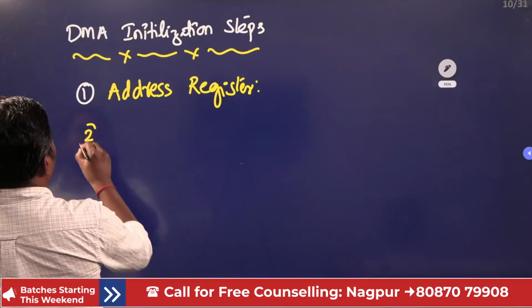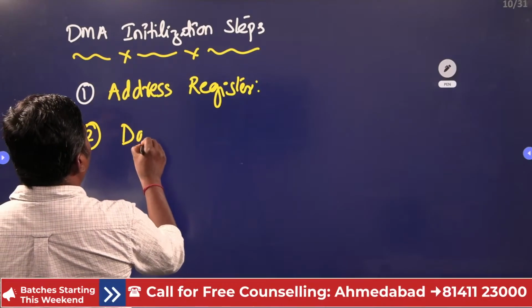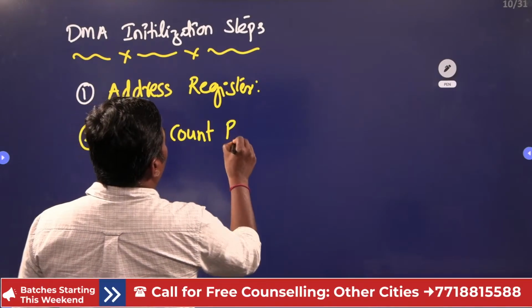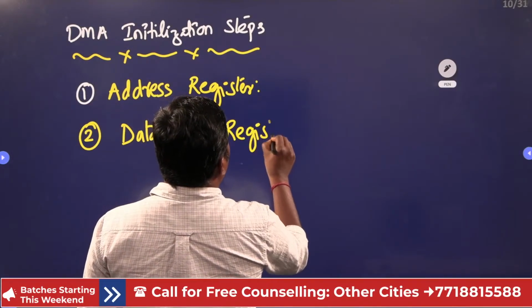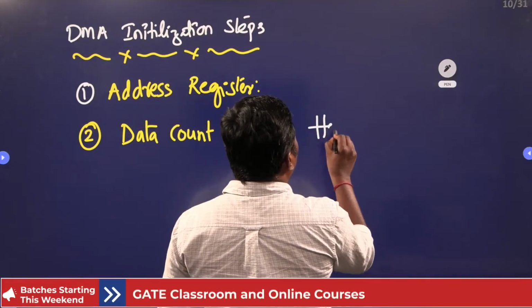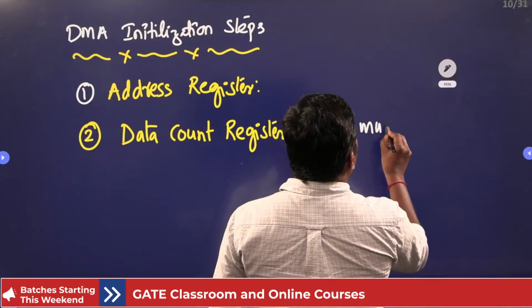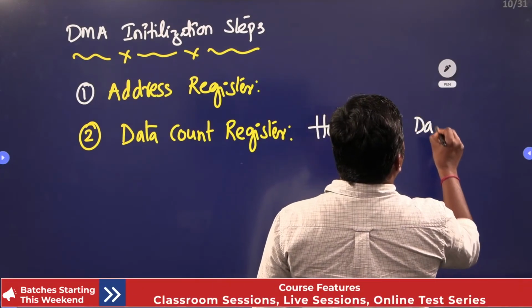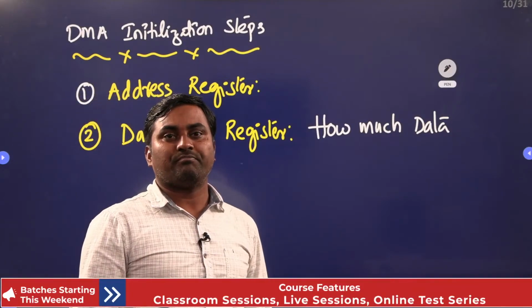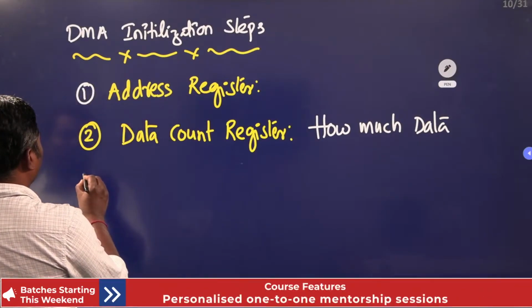The second one is the data count register. You have to initialize it. What is the purpose of the data count register? It says how much data needs to be transferred, that is, the number of words.